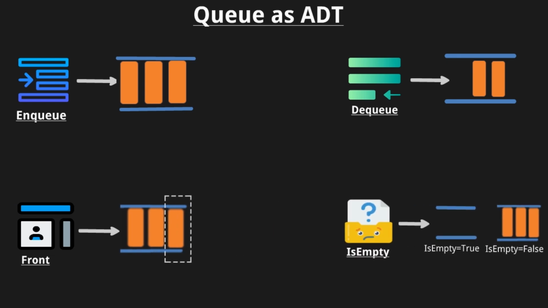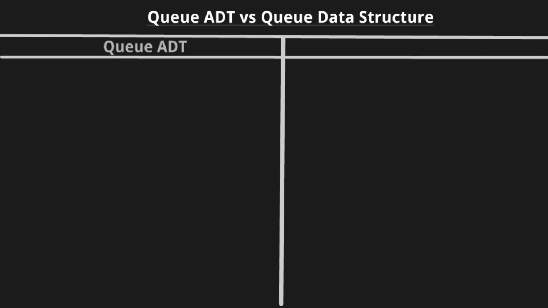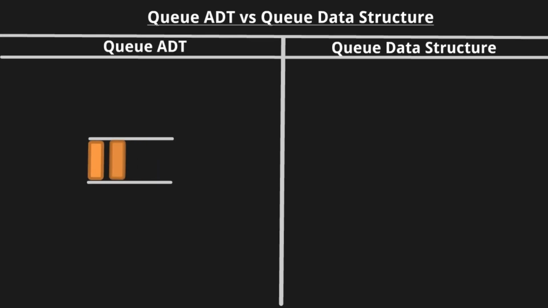Notice we focus on what these operations do, not how they're implemented. That's why a queue is considered an abstract data type. As a user, you don't need to know the internal workings. You just know that it follows the first in, first out principle. While an abstract data type, ADT, focuses on what operations do, a data structure focuses on how to implement them.